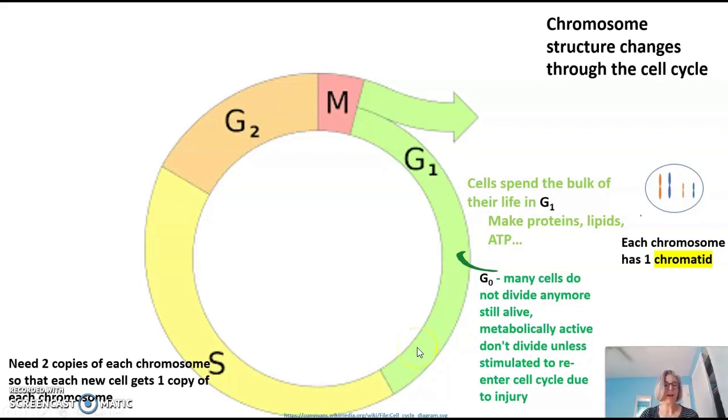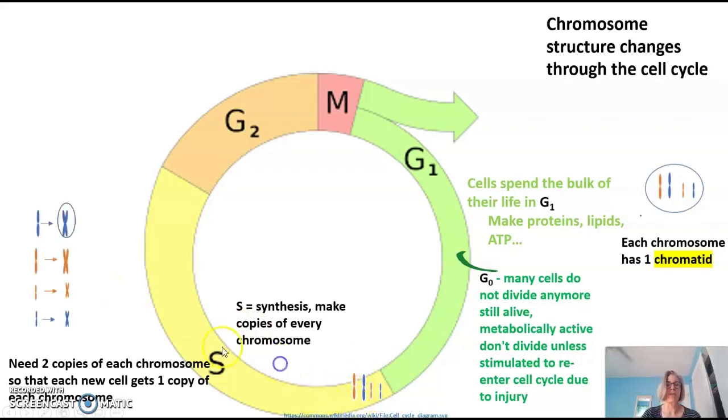And if a cell is going to divide into 2, it's going to need 2 copies of each chromosome, so that each new cell gets a copy of each chromosome. So they enter a phase called S phase, and the S stands for synthesis, where the cell makes a copy of every chromosome. So at the beginning of S phase, cells have chromosomes that are unreplicated. They have one chromatid per chromosome.